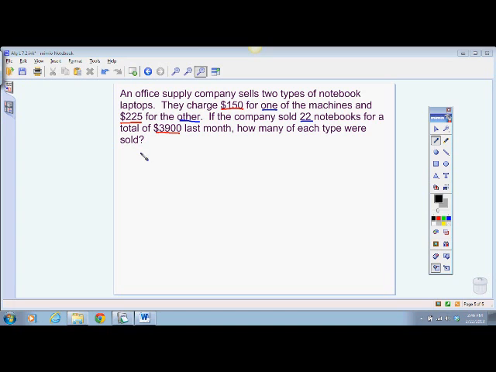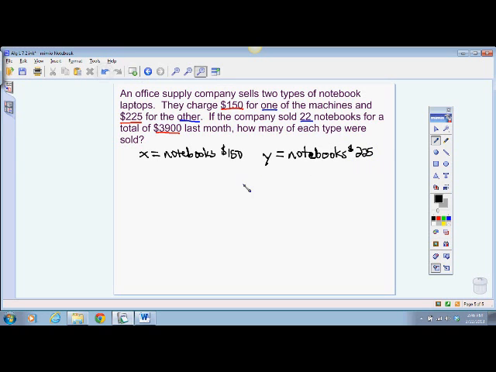I am going to label X as the notebooks that cost $150. And I'm going to label Y as the notebooks, and I apologize for my sloppy writing, that cost $225. So what this tells me is that I sold a certain number of notebooks costing $150, and then I also sold some notebooks costing $225, and altogether that's 22 of them.